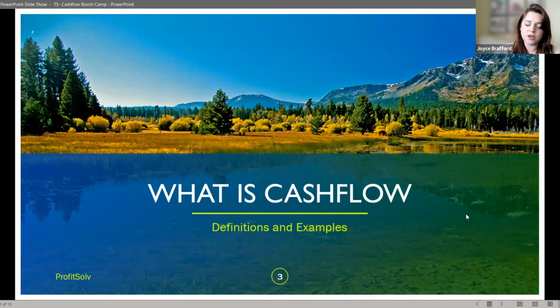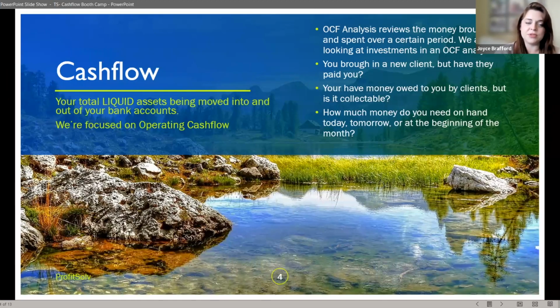All right, so first and foremost, what is cash flow? Let's provide some definitions and examples. The smallest, easiest way to describe cash flow is your total liquid assets being moved in and out of your bank accounts. Cash flow is not just the money that's coming into you. It is not your profit. It is how money comes in and how money leaves.